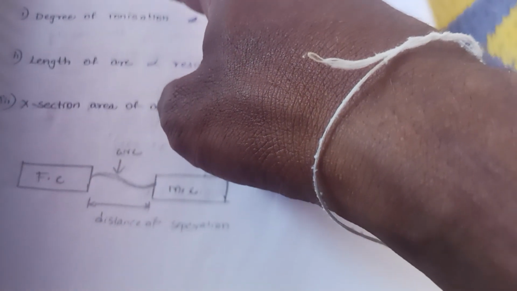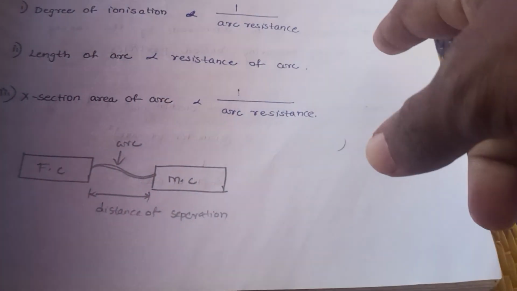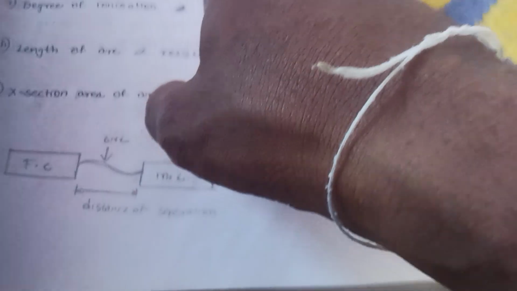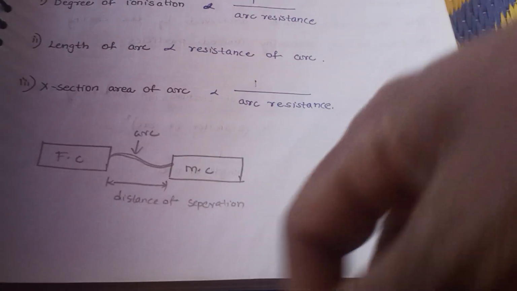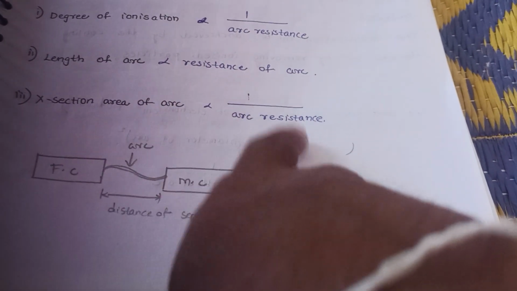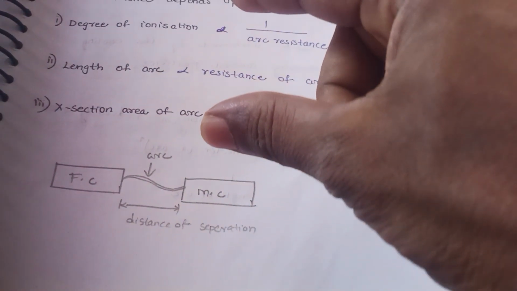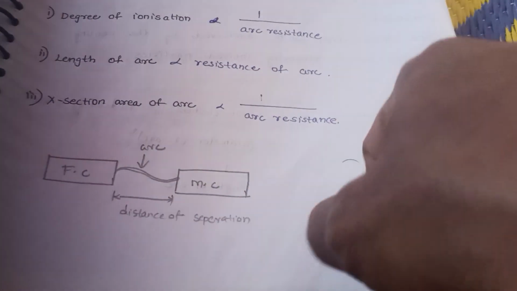As ionization decreases, arc resistance increases. Next, the length of the arc: as the length of the arc increases, the resistance of the arc also increases; as the length decreases, the resistance decreases. Next, the cross-sectional area of the arc is inversely proportional to arc resistance. As the cross-sectional area increases, arc resistance decreases.